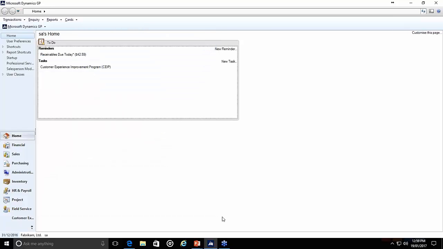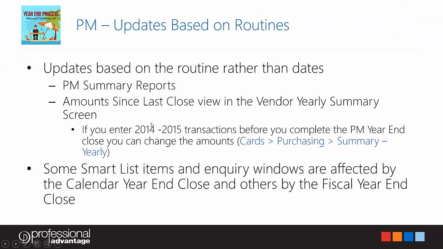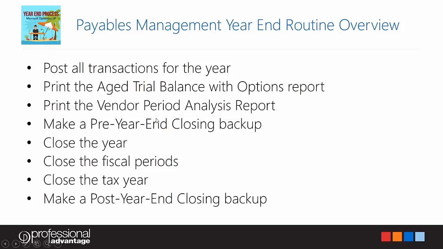So let's move on to the payables. So similarly to receivables, you need to post all transactions for the year, print the necessary reports, and essentially run the year-end closing. And then when it's done, just close any remaining open fiscal periods and tax periods, then take another backup. So that's the overview of the payables year-end routine. So we pretty much go through the same process: post the transactions, print all the necessary reports, make a backup, close the year, close any open periods, and make another backup.